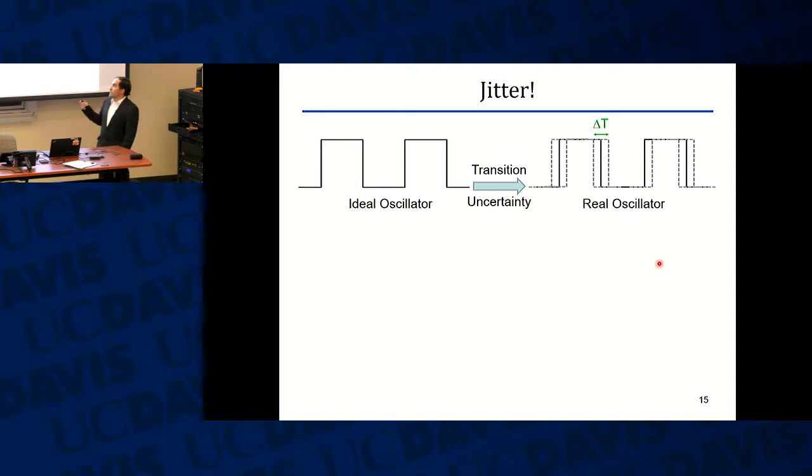So in real cases, you have jitter. You want to minimize this jitter. So you want low jitter because this uncertainty is bad. It's going to add phase noise to your system, and it actually adds uncertainty to the clock. So you want low jitter references.